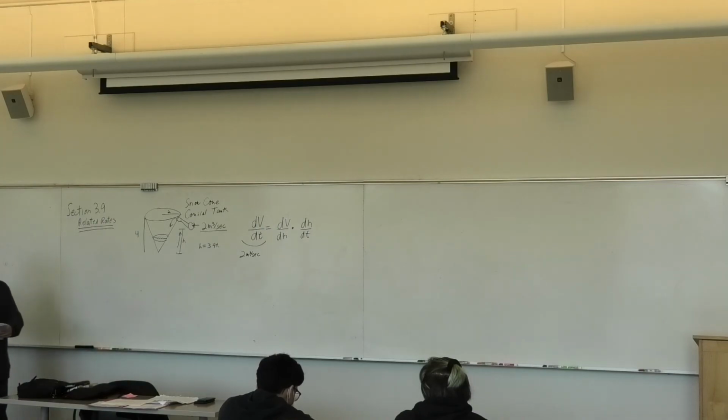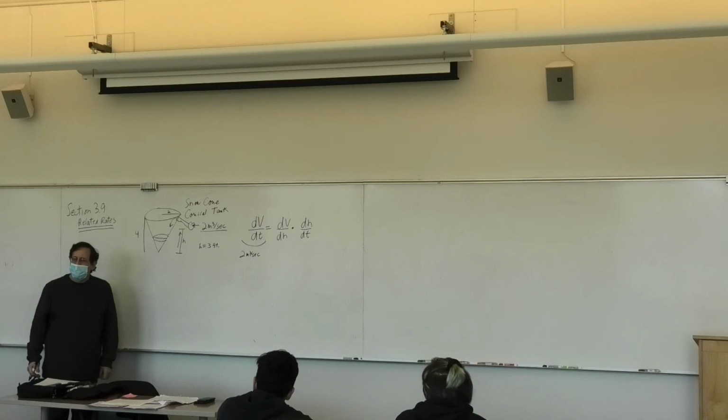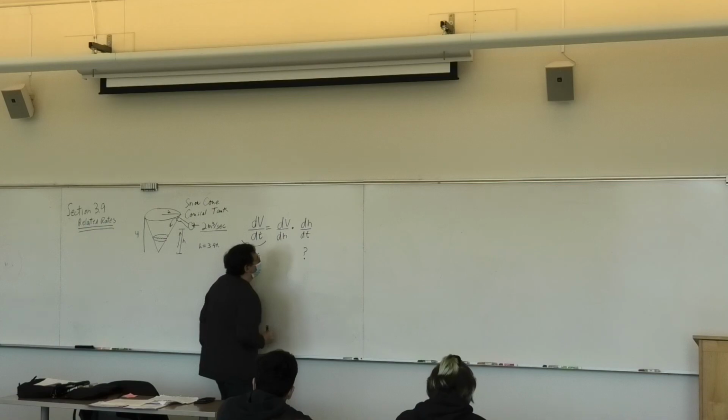A water tank in the shape of an inverted cone, sometimes you have to read these things over a few times for them to sink in, has a base radius of 2 and a height of 4. Water enters the tank at a rate of 2 meters cubed per second. How fast is the water rising when the water is 3 meters deep? Doesn't that sound like change in height with respect to time? Yeah, that's our unknown. That's what we want to find.